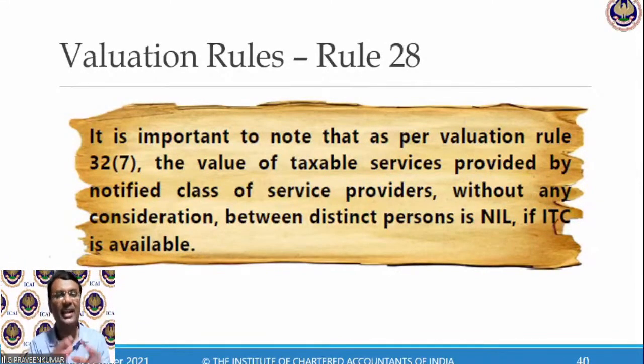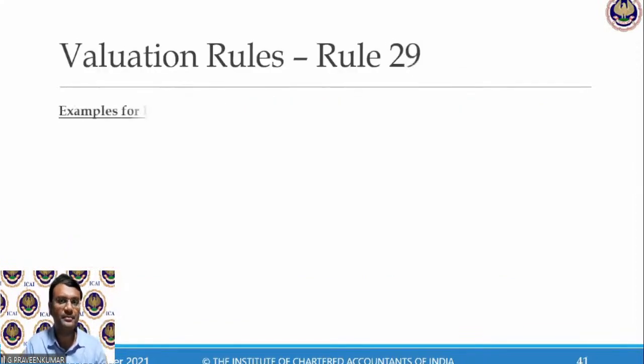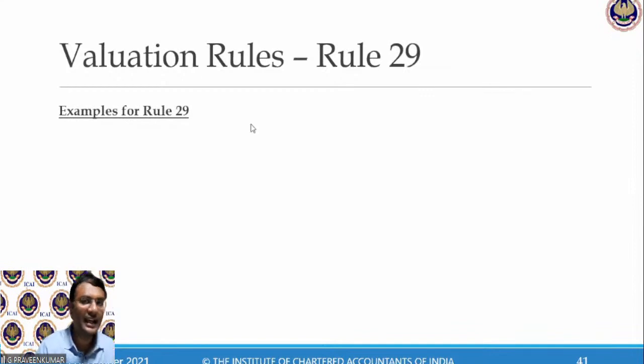Let me not burden, let me not complicate things. There is n number of services which will be rendered. For that reason, they brought in this Rule 32. Unfortunately, this was not invoked as of today. Let's come to Rule 29 in case of an agent. Prior to this, let me just see if there are any questions so far.